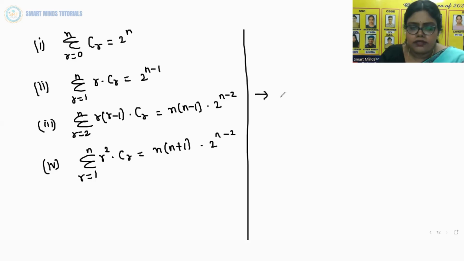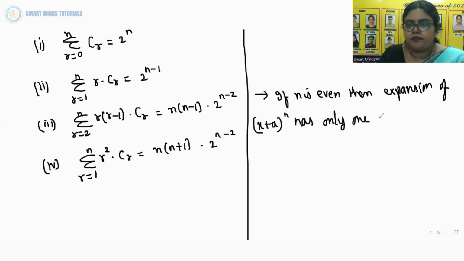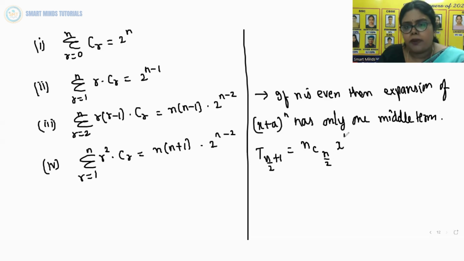Now there is another result. If n is even, then the expansion of (x + a)^n has only one middle term. And what is that middle term? T(n/2 + 1) equals nC(n/2) x^(n/2) a^(n/2). This is the middle term formula.